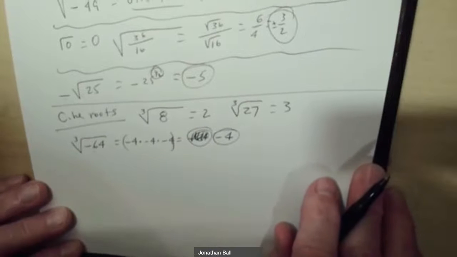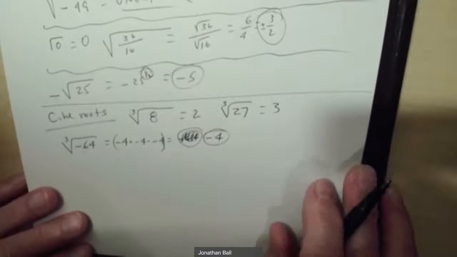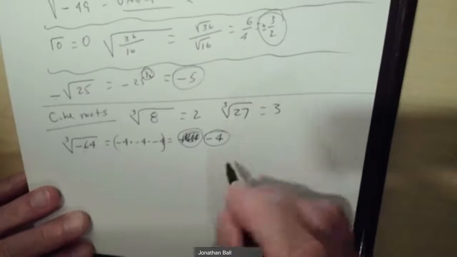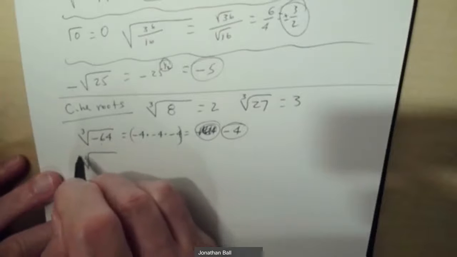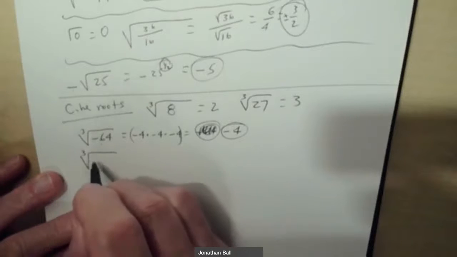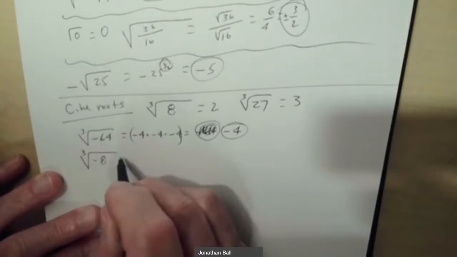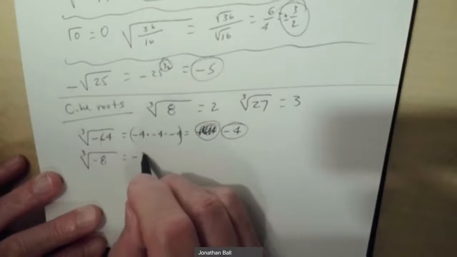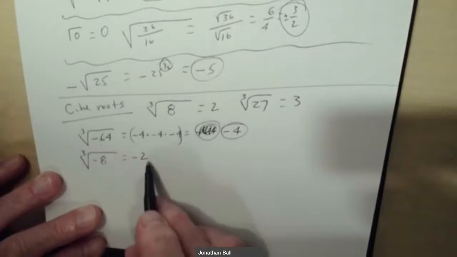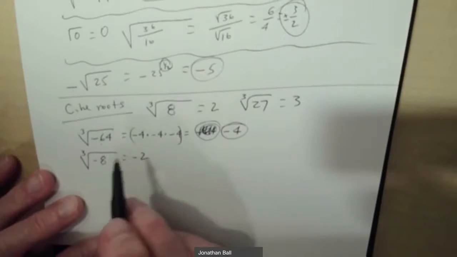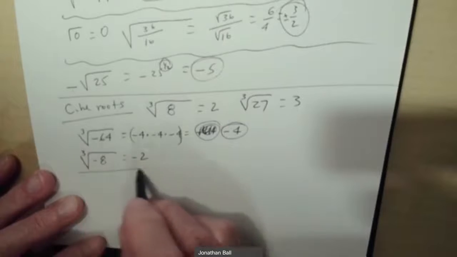And the cube root of negative 8 is negative 2. Negative 2 times negative 2 times negative 2 is negative 8.